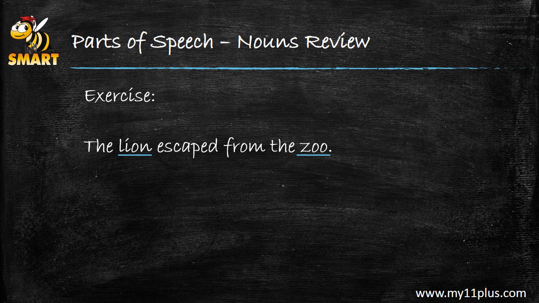The next noun in the sentence is the word zoo. And similar to lion, zoo is a common noun. It's also a countable noun as well as a concrete noun. Let's look at the second sentence. We went to Jamaica last year. Can you find the nouns in that sentence?